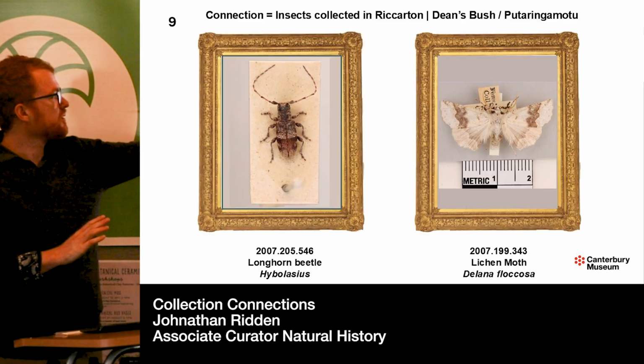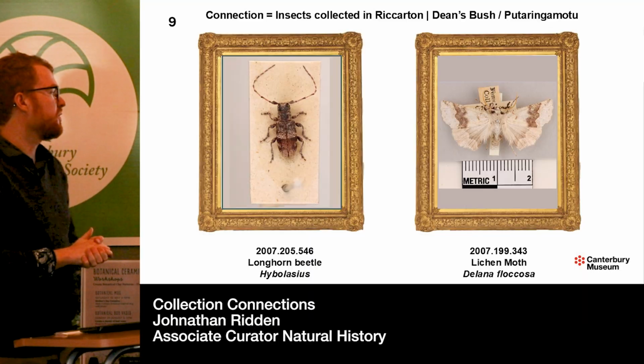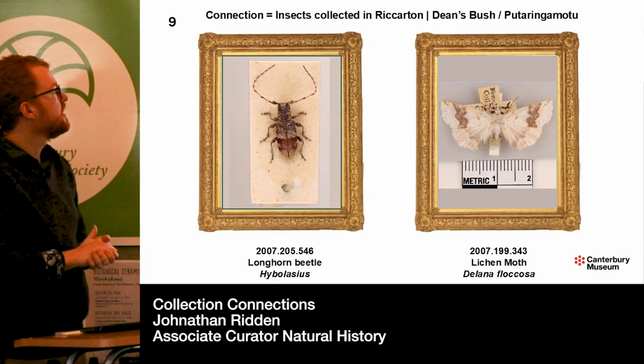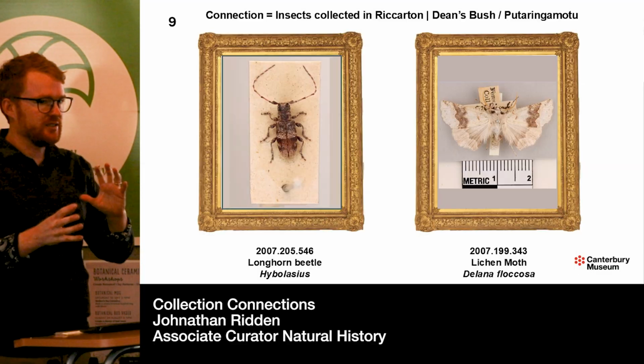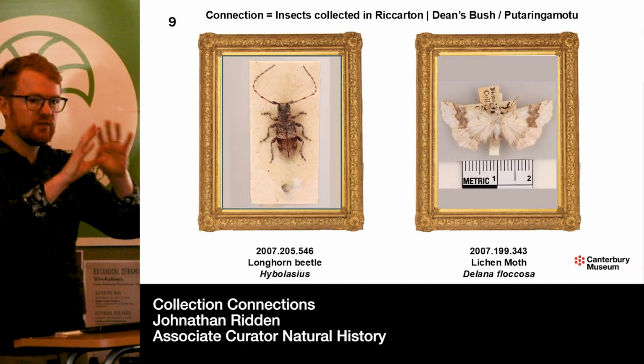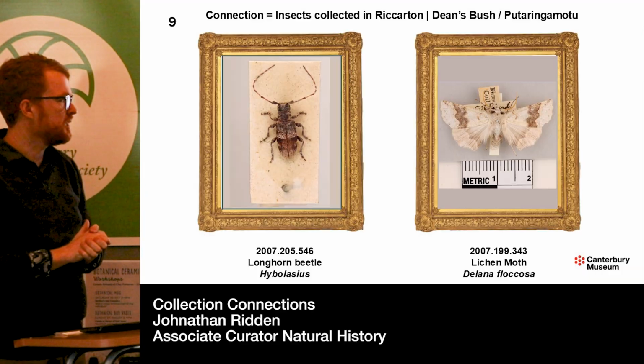And then the other insect we have is a lichen moth, Declina rocosa. Lichen moths are known for their camouflage patterns. So their wing patterns are mottled, and they'll often camouflage into trees and lichen and other things.